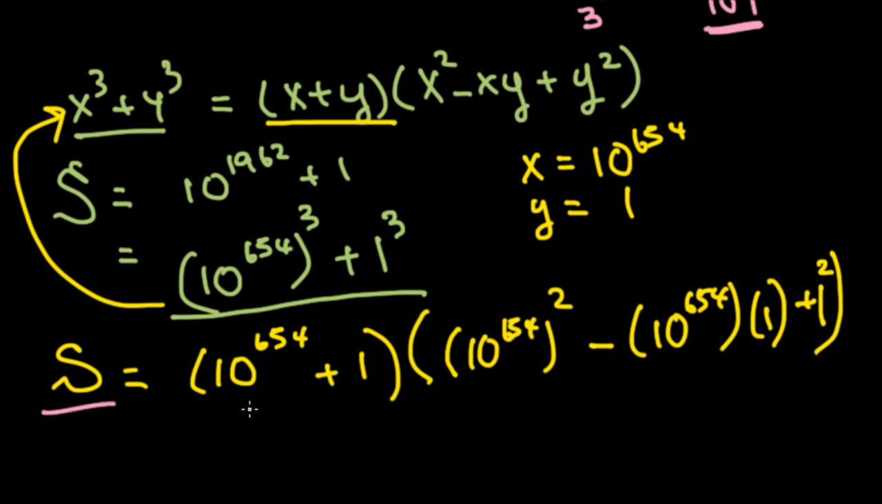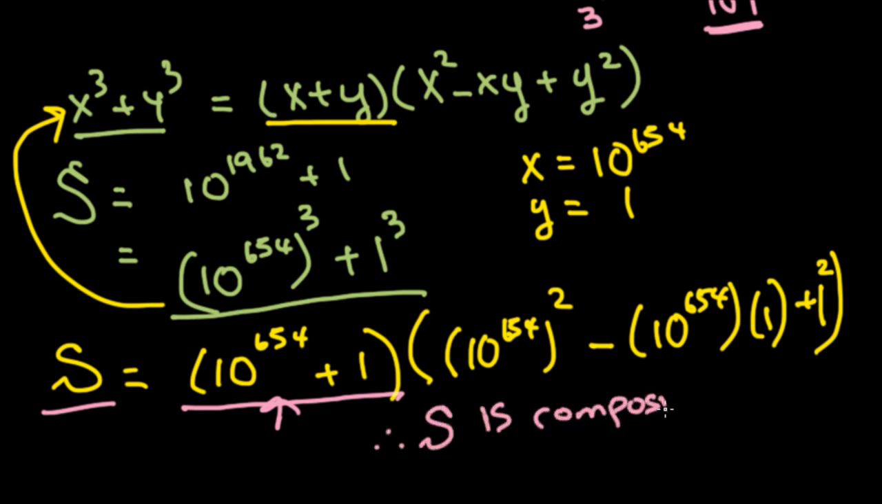So s is divisible by 10 to the 654 plus 1. Since this term right here is greater than 1 and it's not s itself, s is composite. So that humongous number we were given in the beginning is composite.